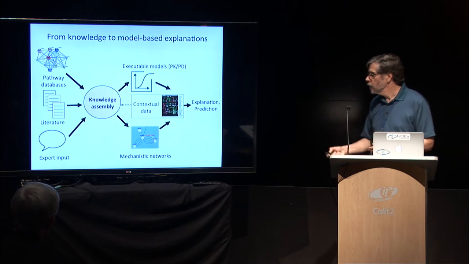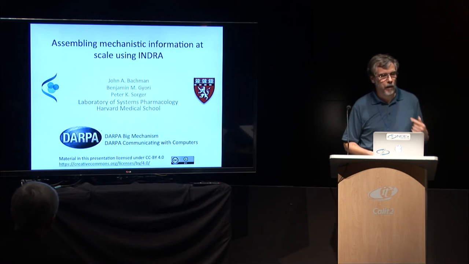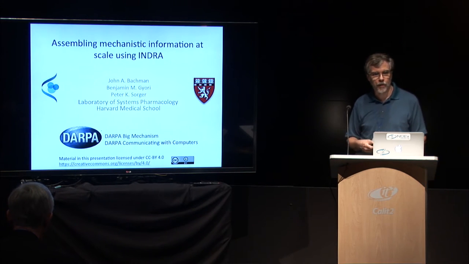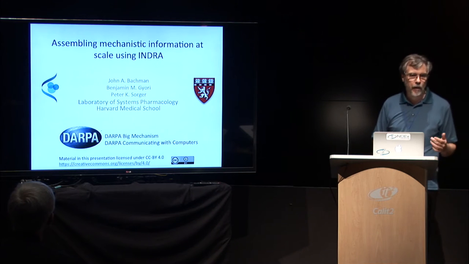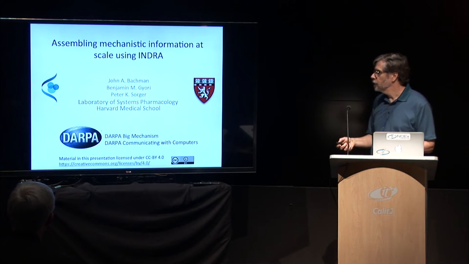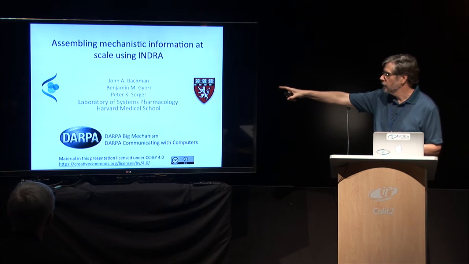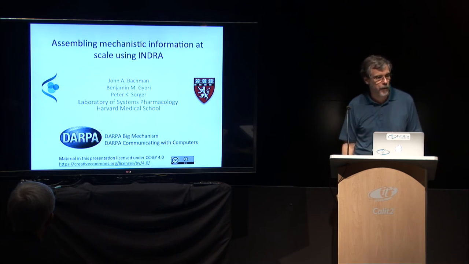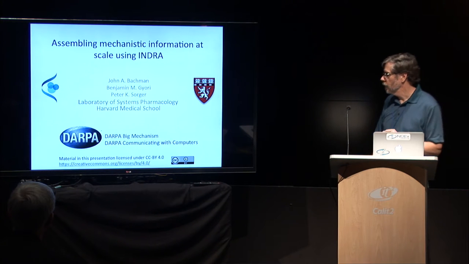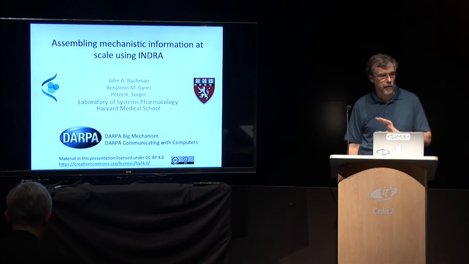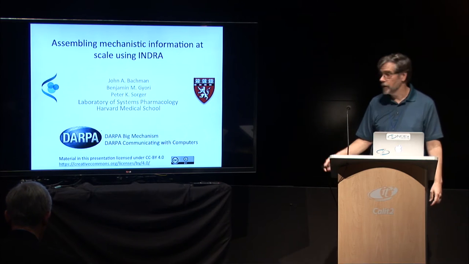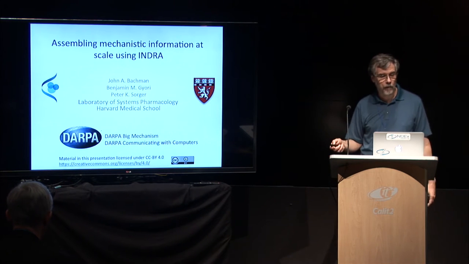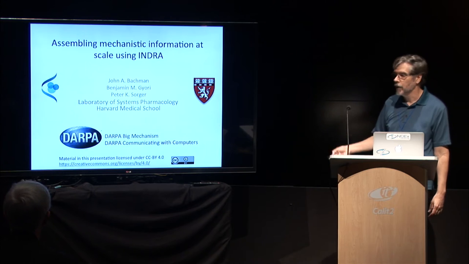So now I want to talk to you about our collaborators in the DARPA project, the Sorger Lab at Harvard Med. And particularly John Bachman and Ben Ghiori have been drivers in the system I'm about to describe. I want to tell you that they are just super. If you get a chance to collaborate with them, they're right up there with the best people I've ever worked with.